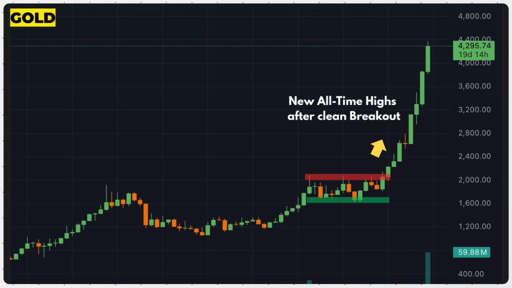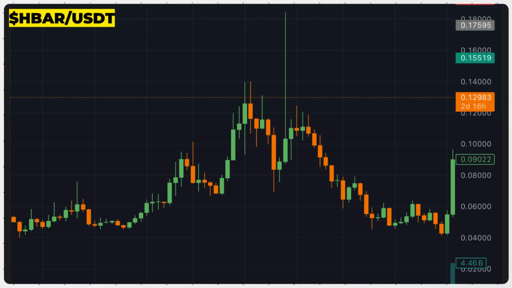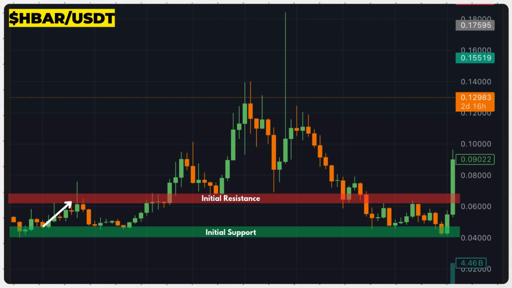Another powerful concept is something called support resistance flip, and we can actually see a clean example of it right here on the HBAR chart. Price initially found strong support around the 0.05 zone. From there, it rallied into the 0.07 area, which quickly became our range. Support near 0.05 and resistance around 0.07.